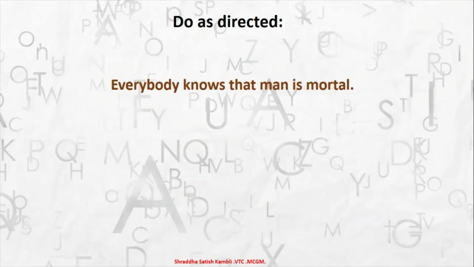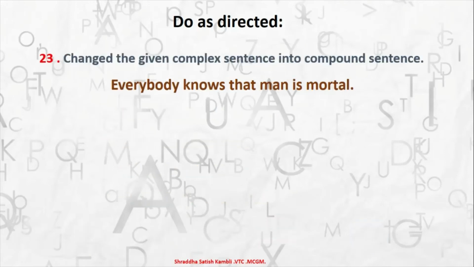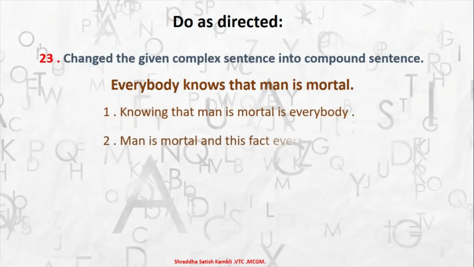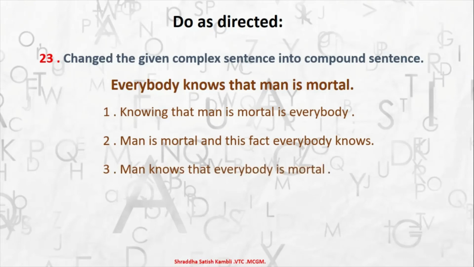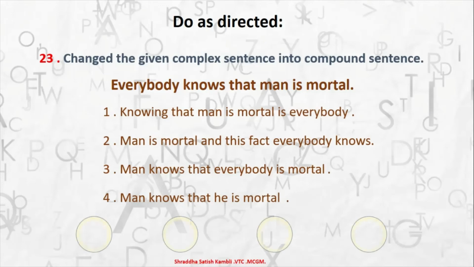Okay. The next one, here is a sentence. Everybody knows that man is mortal. But now it is a complex sentence which you have to change into a compound one. Okay. So let's see. Knowing that man is mortal is everybody. Man is mortal and this fact everybody knows. Man knows that everybody is mortal and man knows that he is mortal. So which one is the correct combination? Which one is the correct answer? Which is the correct compound sentence? It is the second one.